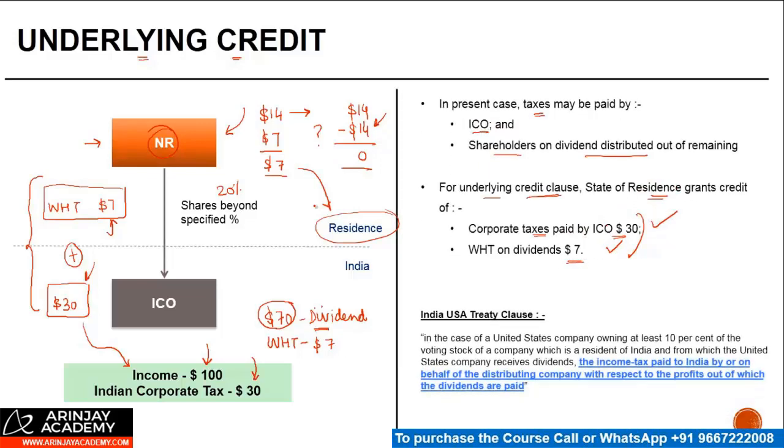One of the clauses which we have in this context is the one in the India-US treaty. It says, in case of a United States company owning at least 10% of the voting stock of a company which is a resident of India and from which the United States company receives dividend, the income tax paid to India by or on behalf of the distributing company with respect to the profits out of which such dividends are paid. So out of the profits from which these dividends are paid, if on those profits you've paid any taxes, you are entitled to the credit. The condition is you have to own at least 10% of the voting stock of the Indian company.